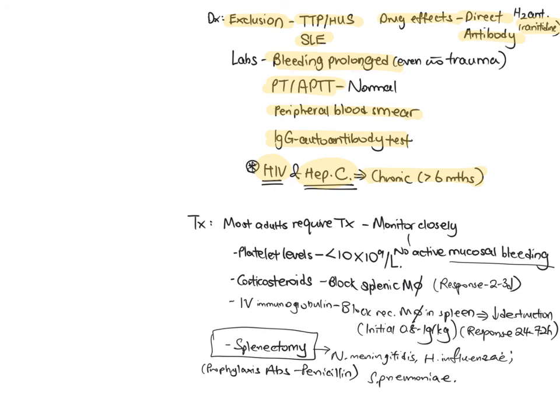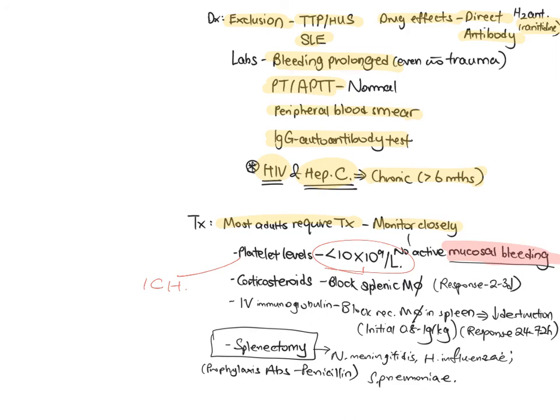In terms of treatment, most adults would require treatment. However, for pediatrics, most of them would resolve spontaneously. So it's important to monitor closely, like I mentioned before, for mucosal bleeding. This is very important. They tend to have severe bleeds, especially intracranial hemorrhage, which I did not mention before, especially when the counts are less than 10 times 10 to the power of 9.